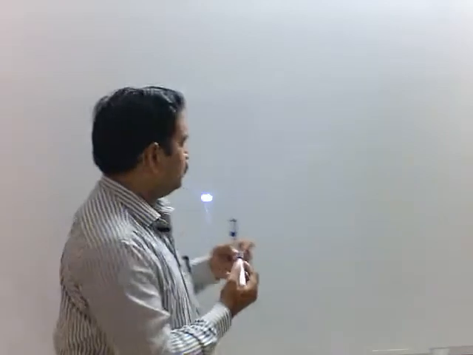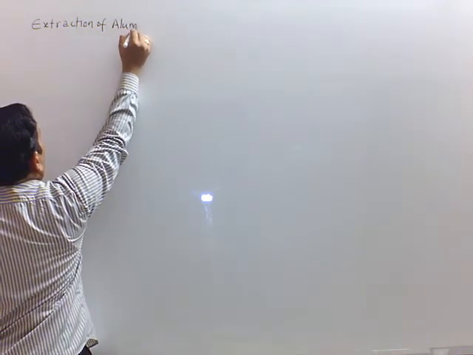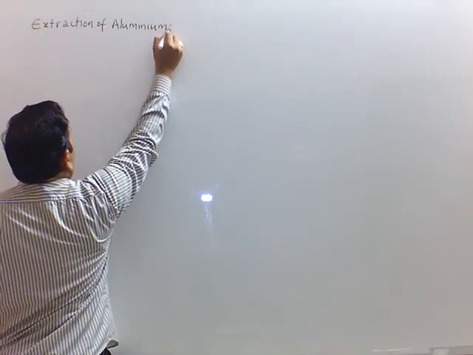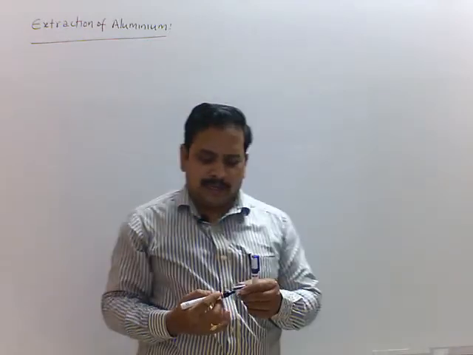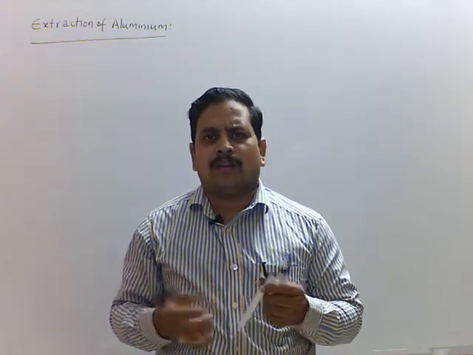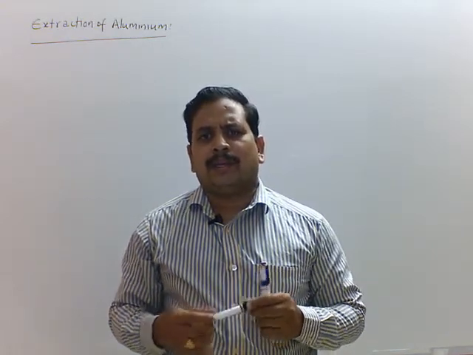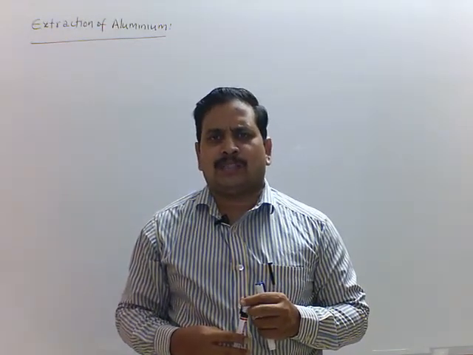Extraction of aluminum. First we are taking bauxite ore. It is concentrated or dressed by a chemical method. That method is called Bayer's process.